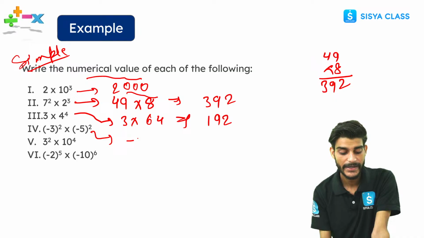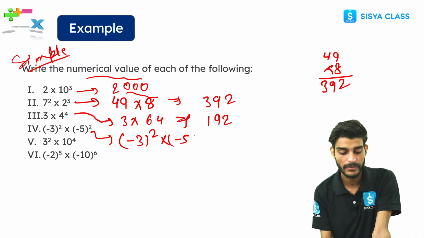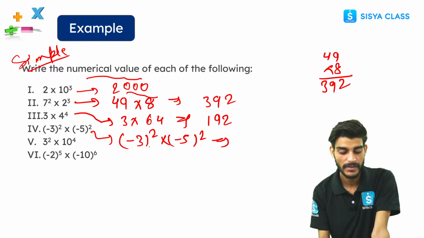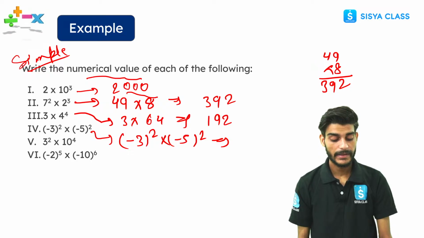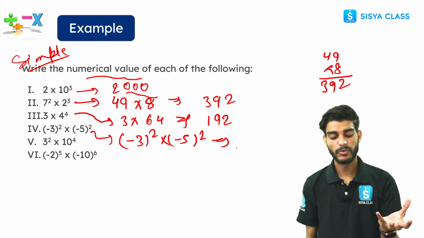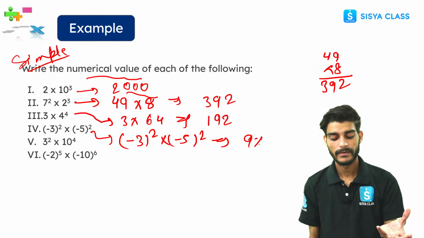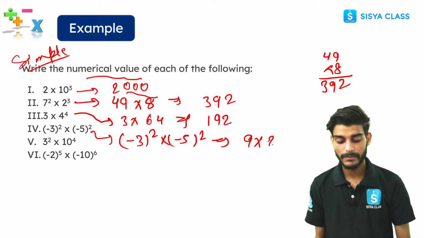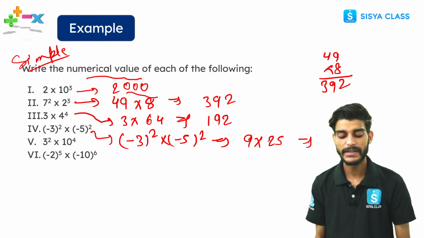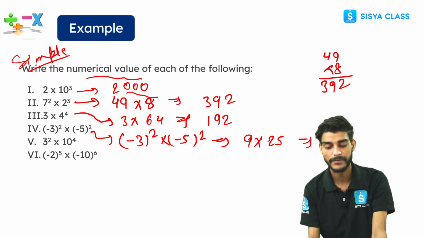Simple. Minus 3 power 2 into minus 5 power 2. Once again it is simple. Minus 3 power, even power is there. See here, there is an even power. So the numbers will be positive. That is 9. Minus 5 square. Once again it is an even power. So it will be 25. So 25 into 9 is 125.